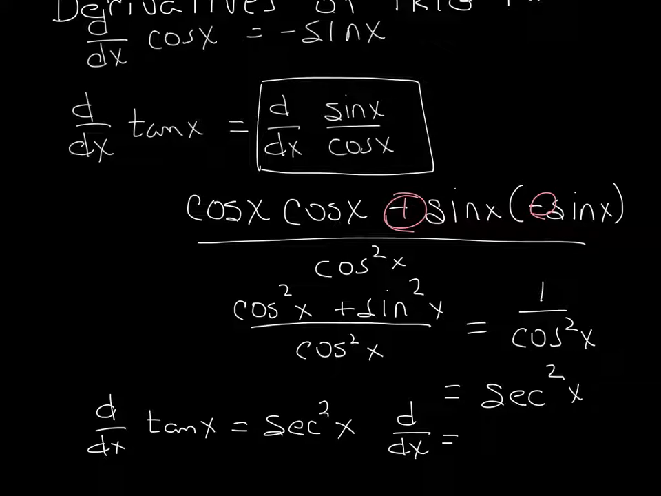We could go through the same process with the cotangent, and you would come up with this answer if we went through the same process that we just went through with the tangent. The derivative of the cotangent of x, which remember could be rewritten as the cosine over the sine, is equal to a negative cosecant squared x. So we just have two derivatives left to find for the trig functions.